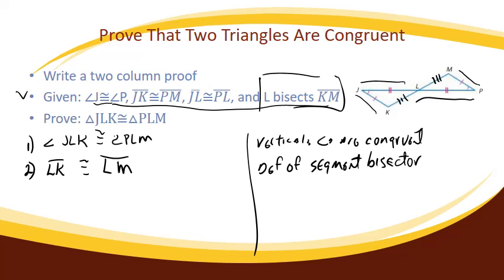Okay, so we've got this angle congruent and those sides congruent. So all we've got to do is get angle K and angle M congruent. Well, if angle J is congruent to angle P and the angles at L are vertical angles, those are congruent, then we can say, as our third statement, that angle K is congruent to angle M because of the third angle theorem.